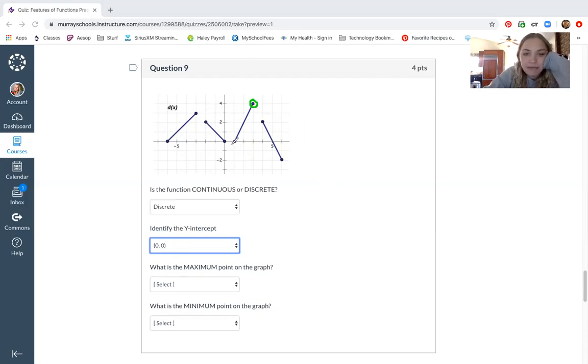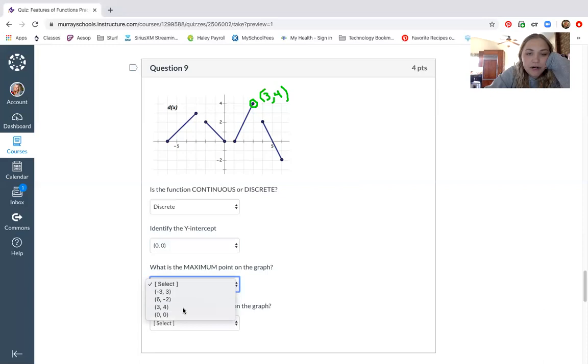So where is that highest point? Well, I have to go to the right 3 spaces, up 4. So I would write my ordered pair as (3, 4). Let's make sure that's an option down here. Maximum, (3, 4). Bam, done with the maximum.